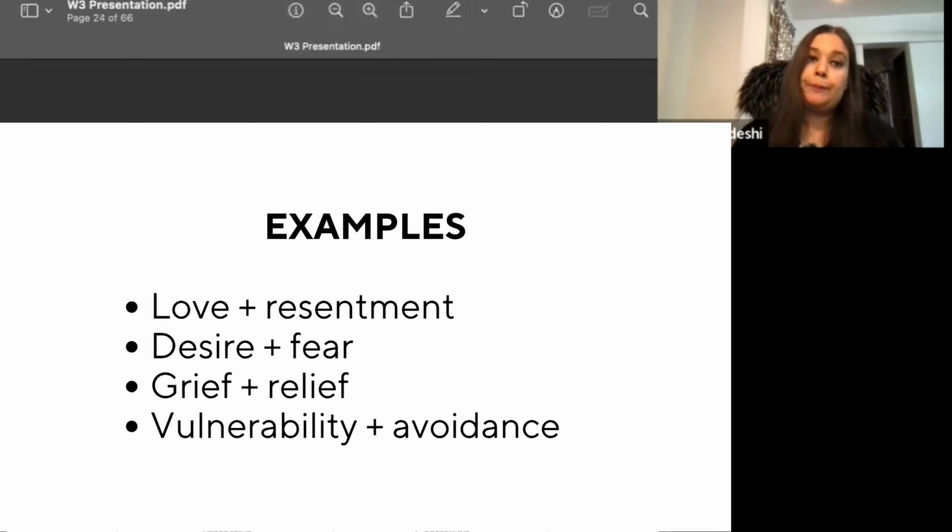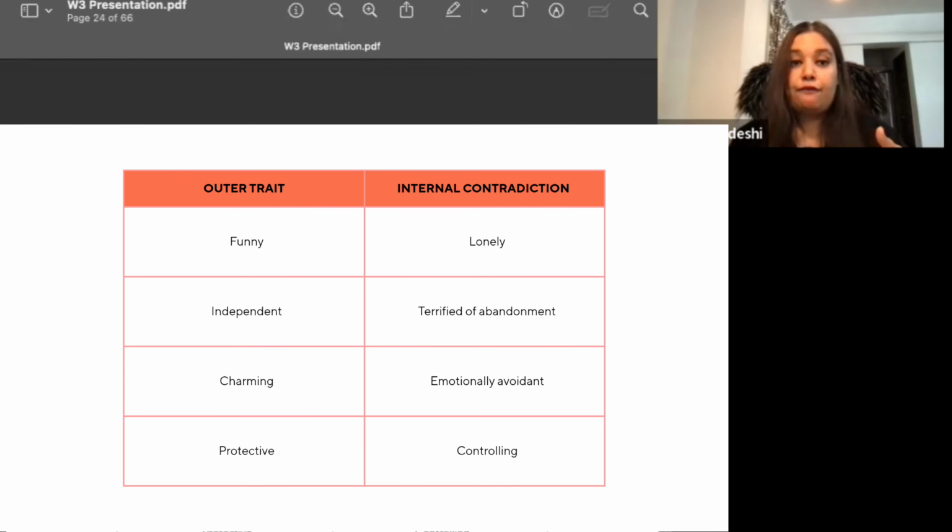Now, let's look at this chart. For outer trait, we can have someone funny, but their inner contradiction can be that they are lonely. Someone can be outwardly very independent, but their inner contradiction is going to be that they're terrified of abandonment. Outwardly, they can be very charming, but from the inside, they can be emotionally avoidant. Outwardly, they can be extremely protective, but inwardly, they can be extremely controlling.